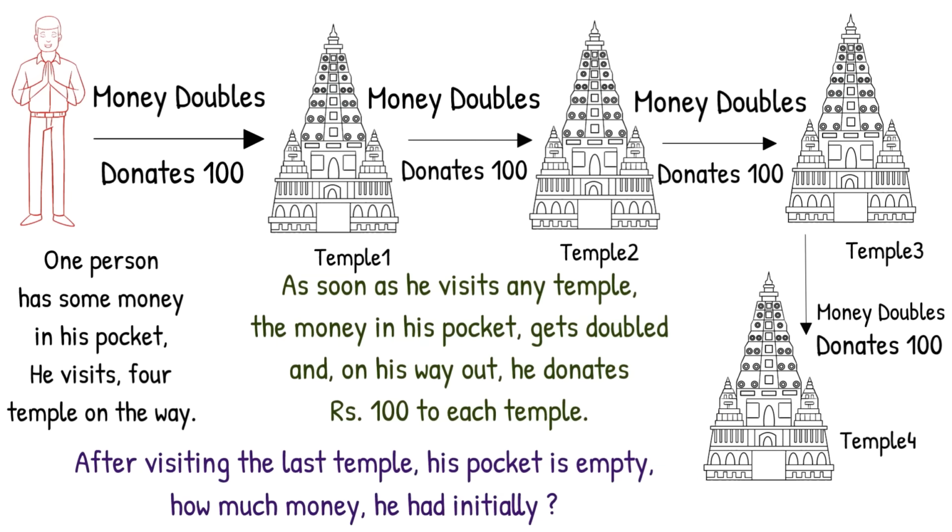So let me simplify the puzzle. One person has some money in his pocket. He visits 4 temples on the way. As soon as he enters a temple, his money gets doubled and he offers ₹100 in each temple. Thus his pocket gets empty after he returns from the 4th temple. Now the question is, how much money he had initially? So let's check the solution now.